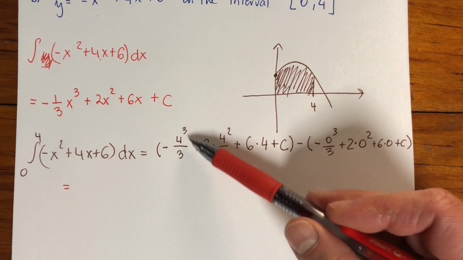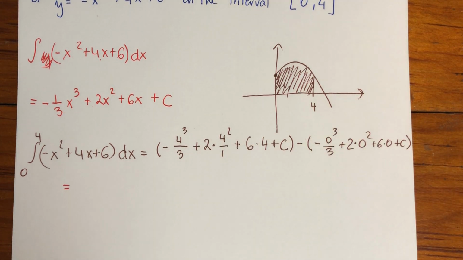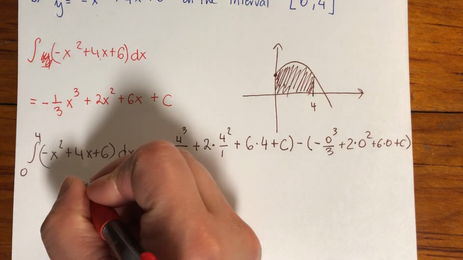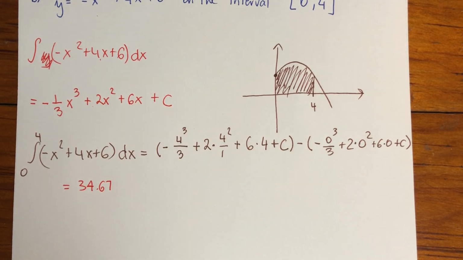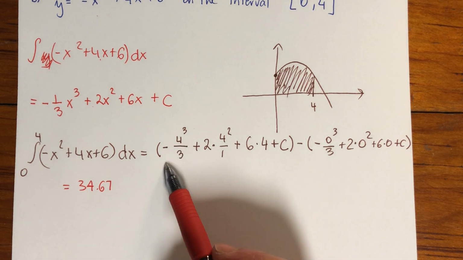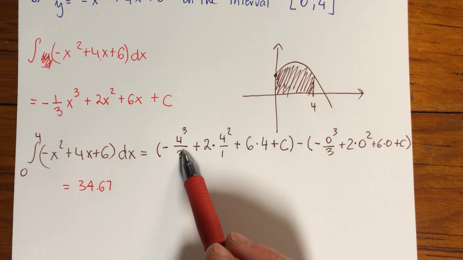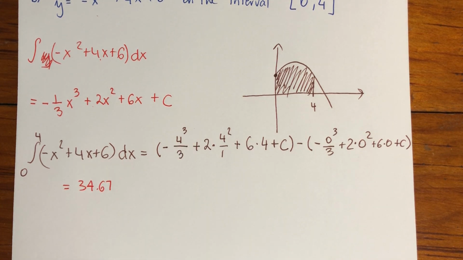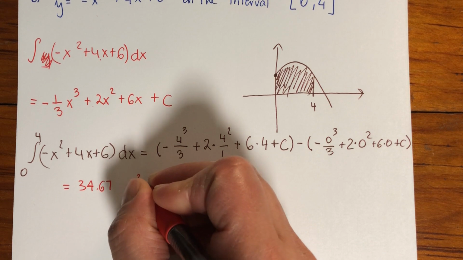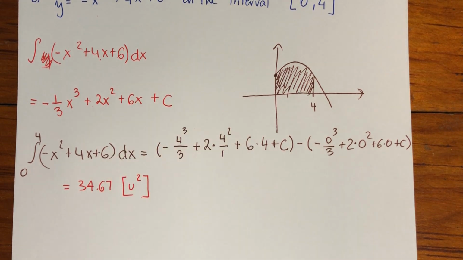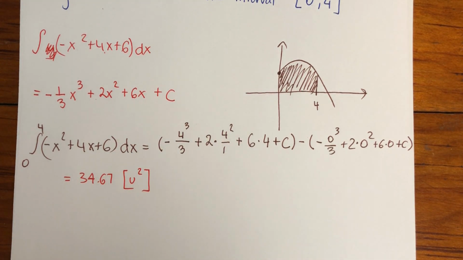Now, I did use the calculator to do that. 4 to the power of 3 divided by 3, and that's a negative number, 34.67. And then for the second part is the 0, that's what we decided. 34.67 is this entire thing. So what we did find is that the area under the graph on the interval is 34.67 units squared. Again, how nice it is to find something like this, completely different.